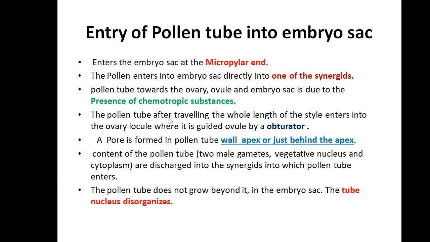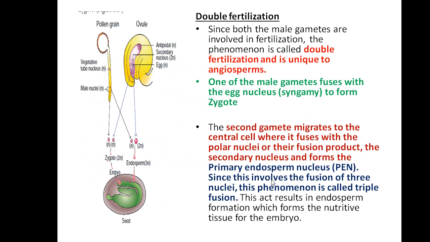So the pollen tube does not grow beyond it. After that, the pollen tube will not grow. In the embryo sac the tube nucleus is disorganized. So the nucleus in the tube disorganizes, and the next process, the fertilization process, takes place. Next, what is double fertilization?